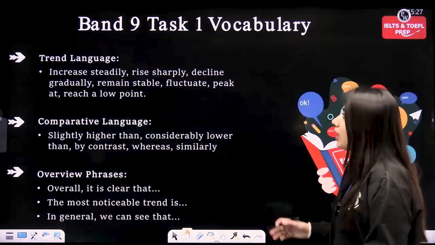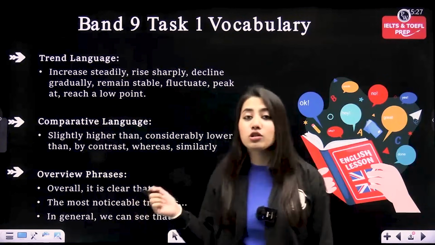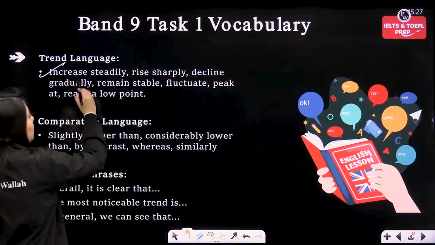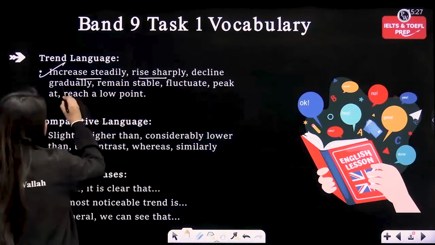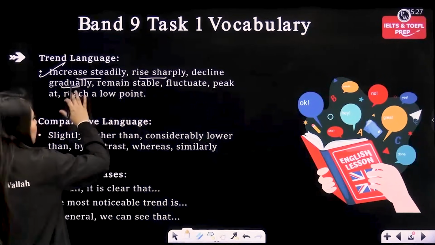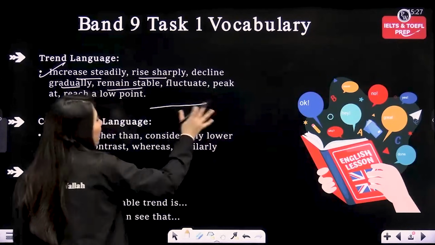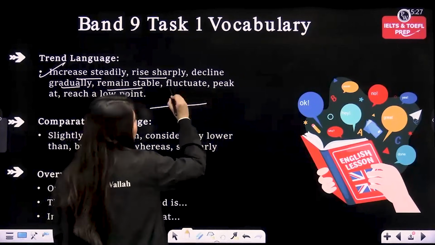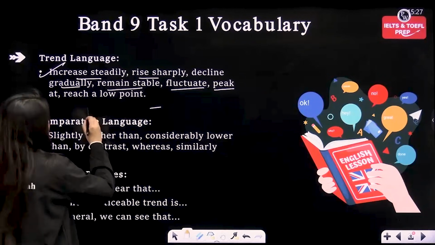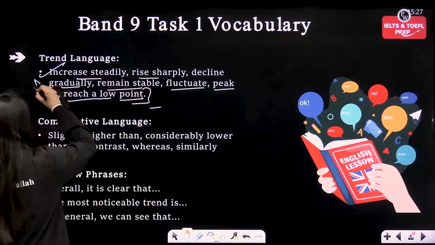Okay, guys. Now, next thing is what kind of words can we use for our reports? These are some of the words we can use. Increase steadily, rise sharply, decline gradually. When something is declining slowly, you can say decline gradually. Remain stable, which is not moving altogether, is stable at a point. Now, fluctuate, peak, reach a low point. These are some of the words you can use.